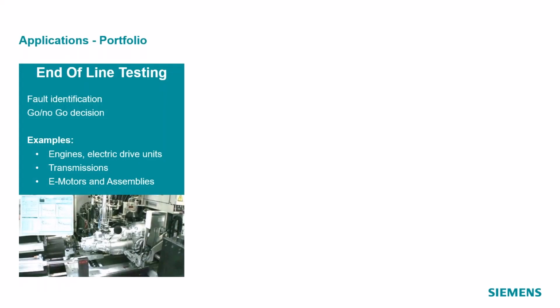We have 3 applications that we cover with SimCenter Innovus. This is end-of-line testing, where we test machinery that makes noise and vibration by itself. The end-of-line test, this could be, for example, an engine, an electric drive unit, an electric motor, transmission, a coffee machine, a washing machine, whatever makes noise. And of course, we have a lot of these applications in automotive industry, but also in white goods, household industry, and industry itself.